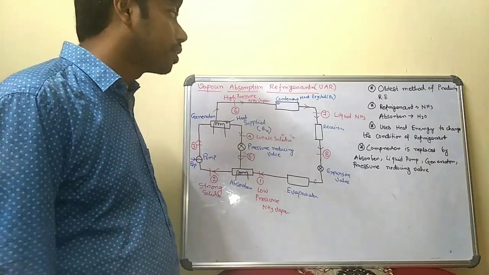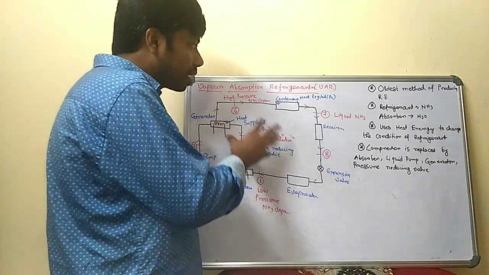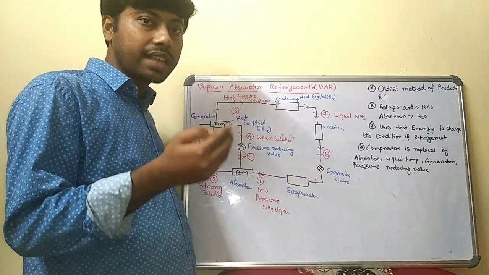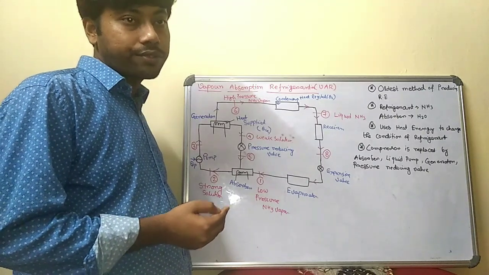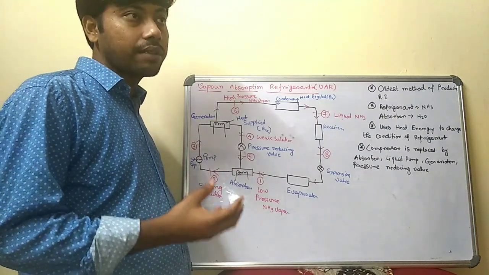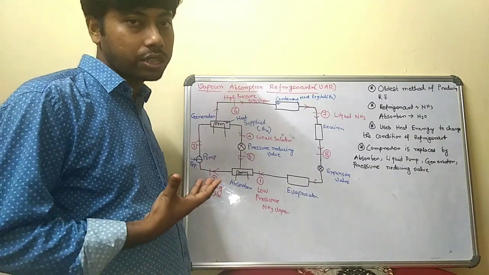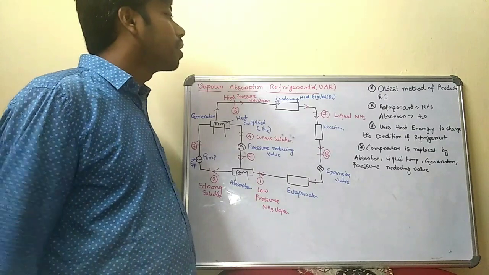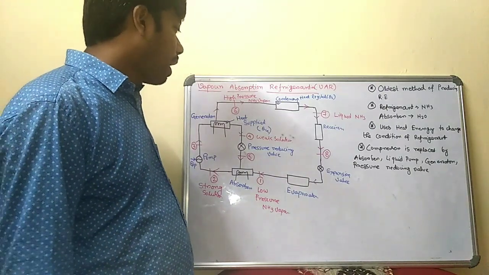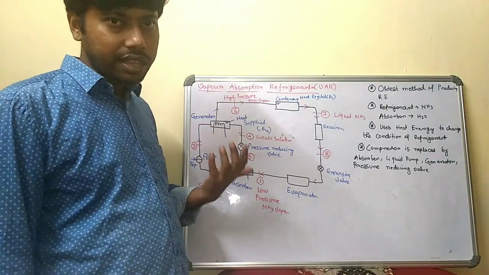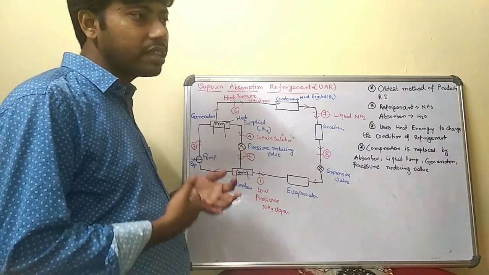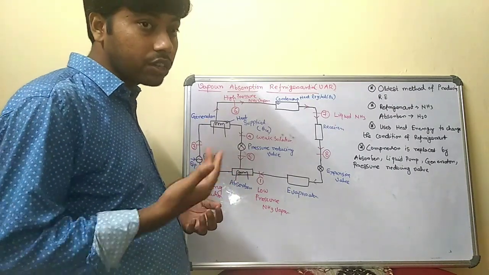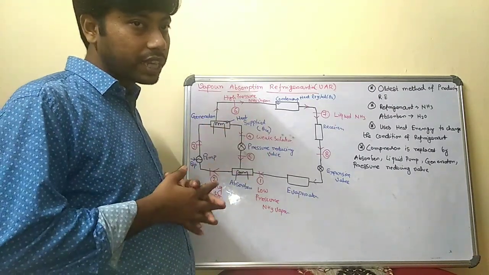In the VAR cycle, the refrigerant used is ammonia and the absorber used is water. That's why it is sometimes called the aqua ammonia solution or aqua ammonia refrigeration system. As we discussed, it uses heat energy to change the condition of the refrigerant throughout the refrigeration process.